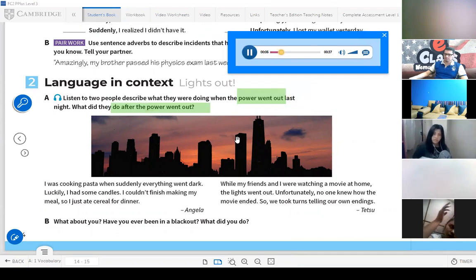Lights out. I was cooking pasta when suddenly everything went dark. Luckily, I had some candles. I couldn't finish making my meal, so I just ate cereal for dinner. Angela. While my friends and I were watching a movie at home, the lights went out. Unfortunately, no one knew how the movie ended, so we took turns telling our own endings. Tetsu.